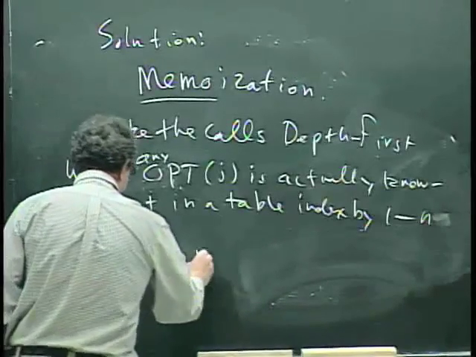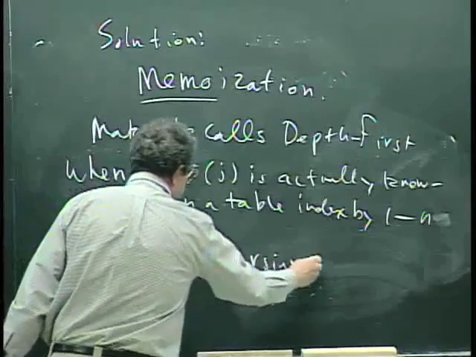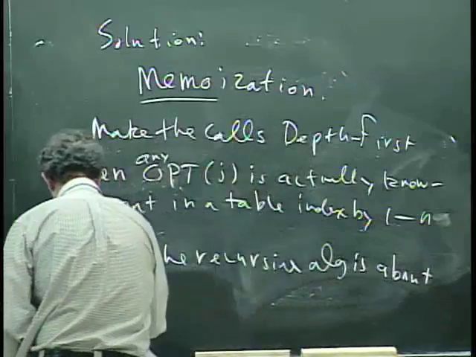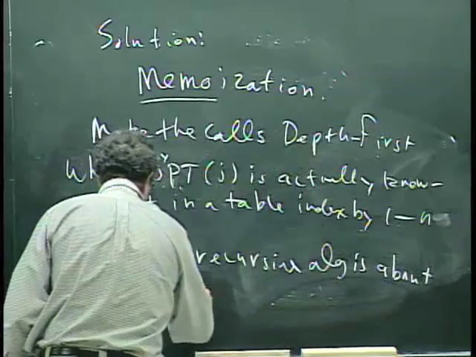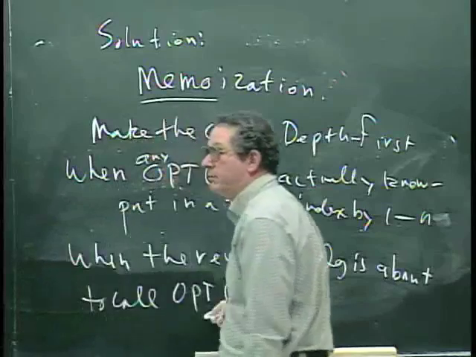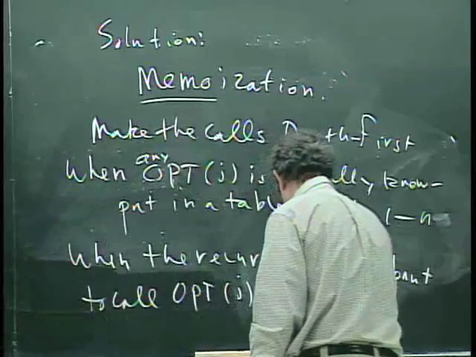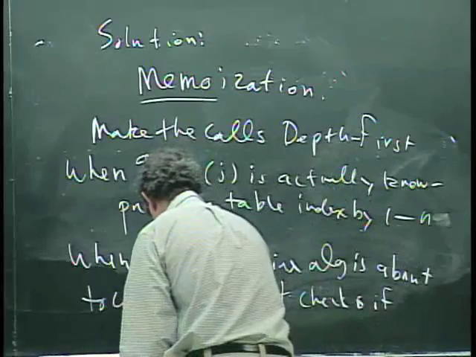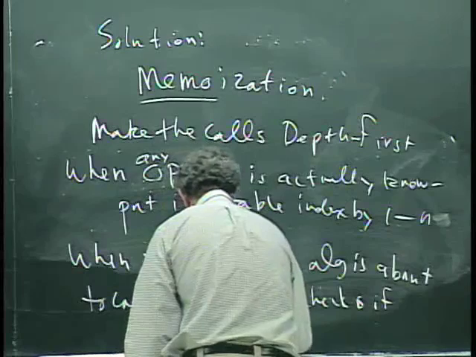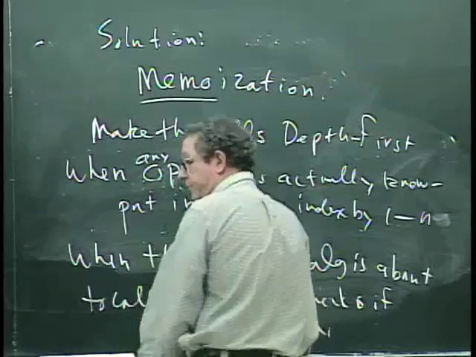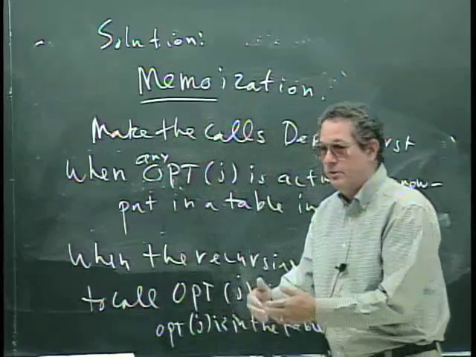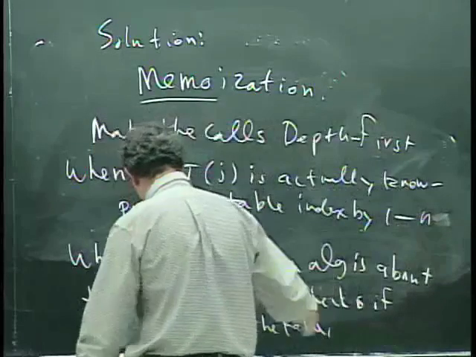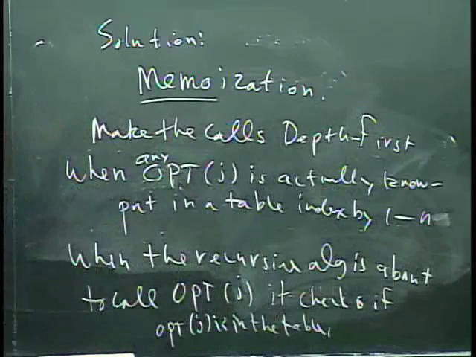When the recursive algorithm is about to call opt_j, instead of just automatically calling it, it checks if opt_j is already in the table. If it's already there, you know the value. You don't have to do all those recursive calls. You've already got the value, so you can use it in the computation. Otherwise, you actually do the recursive call. Okay, I've run out of time.